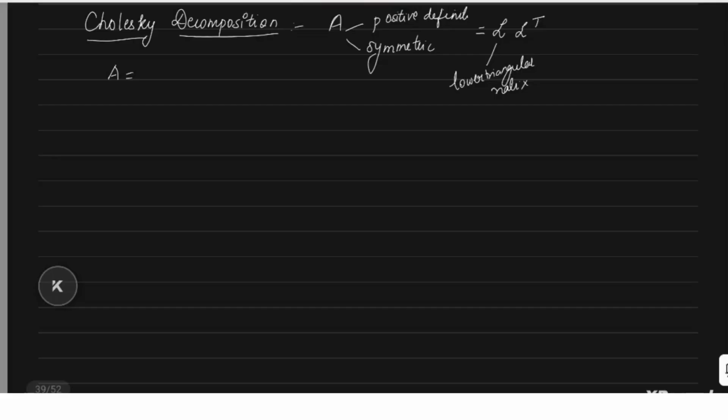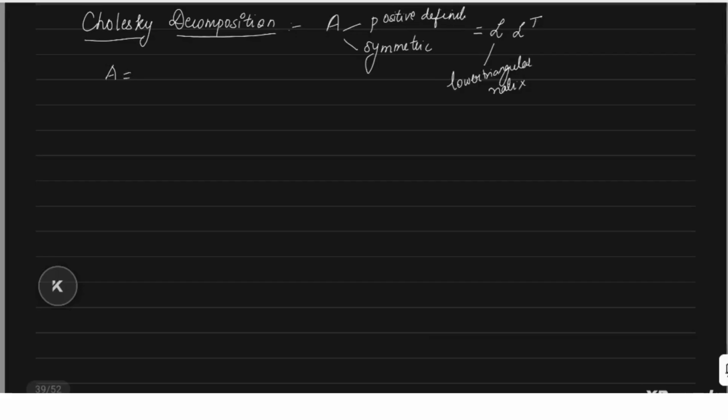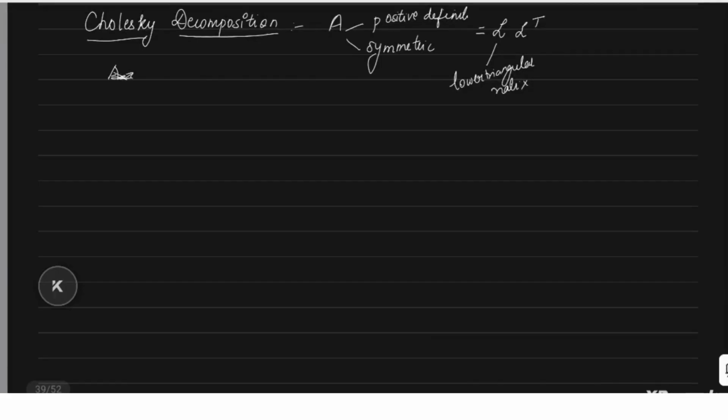Cholesky decomposition and LU decomposition are used for solving simultaneous equations. I'm going to make it simple and consider only two variable equations. Let me consider 4x1 plus 2x2 is equal to 10, and the next one, 2x1 plus 2x2 is equal to 8. This is your given equation. By using the Cholesky decomposition, we are going to find the values of x1 and x2.